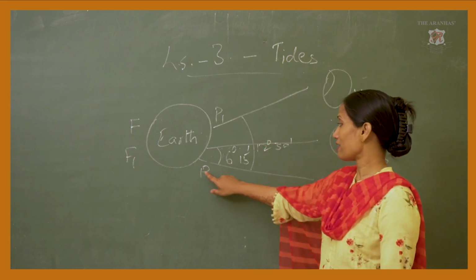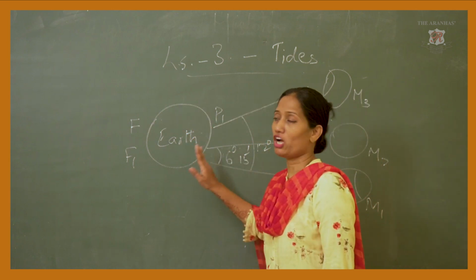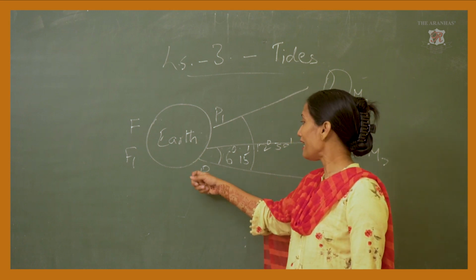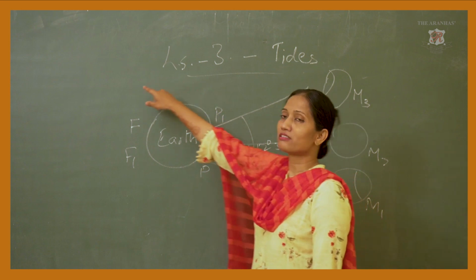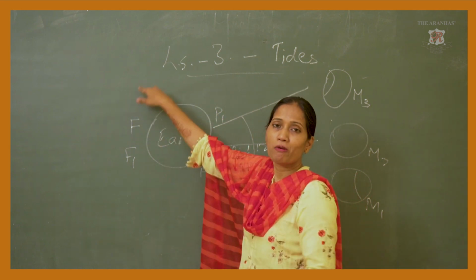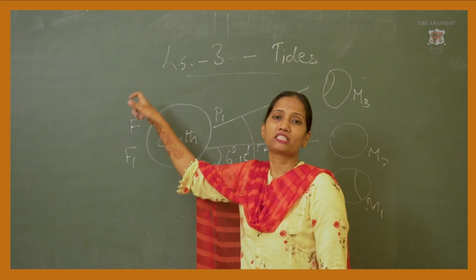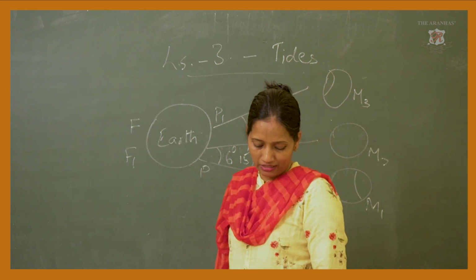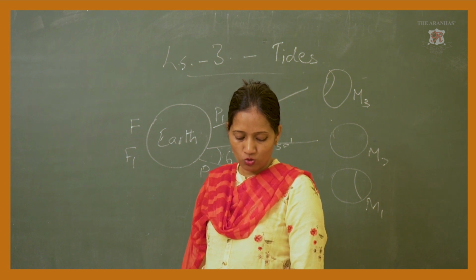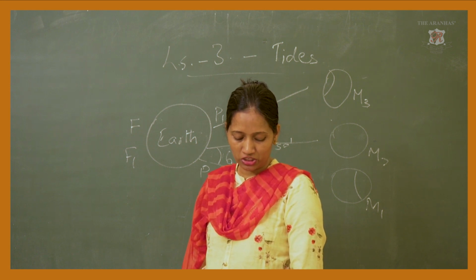So this is what I was saying: if India is experiencing the high tide at this point, then whichever country is in this direction on the other side of the globe will also experience a high tide. It will take 24 hours for point P to come back to its original position.